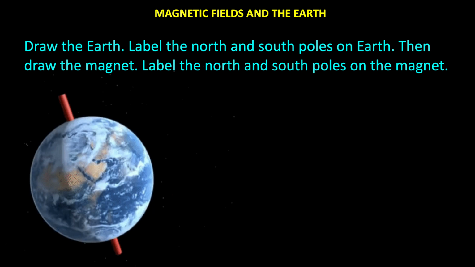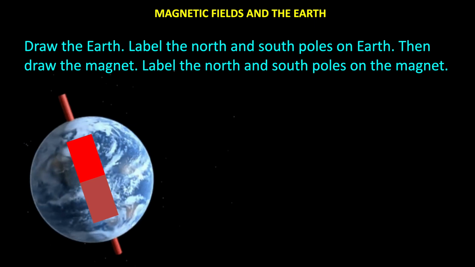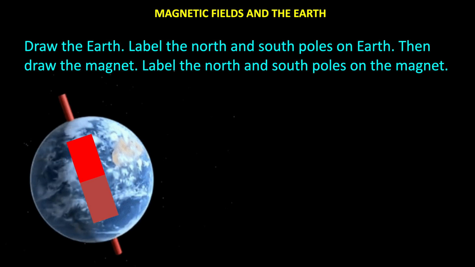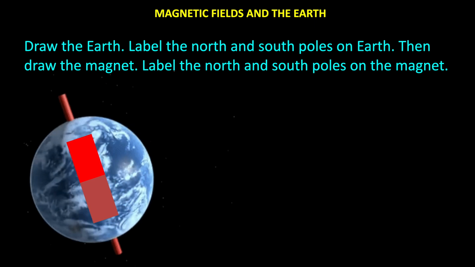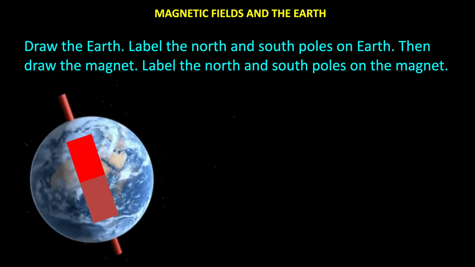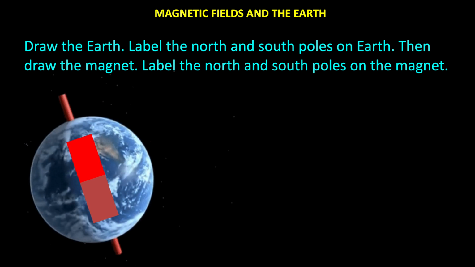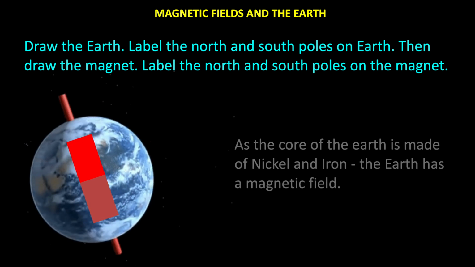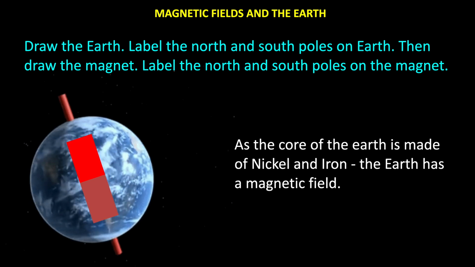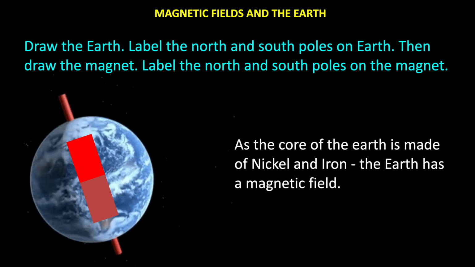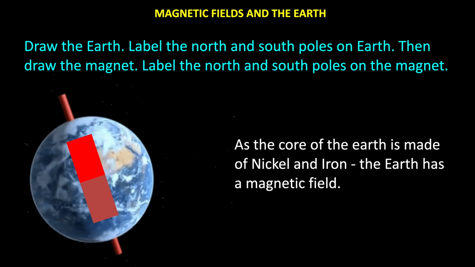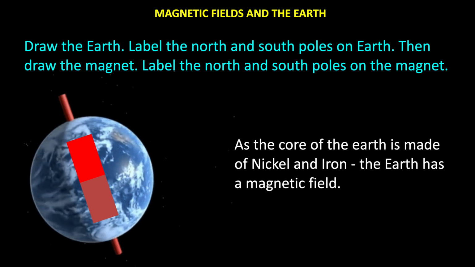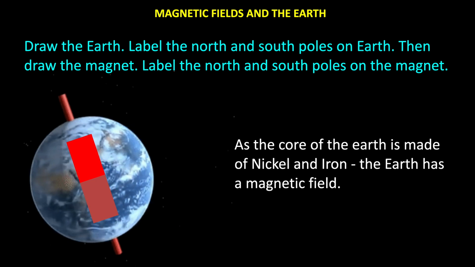magnetic field lines are certainly present around the Earth. You can certainly see this if you use a compass. But why do you think the Earth actually has a magnetic field? Think back to the magnetic materials we spoke about earlier. It's actually because the core of the Earth is made of nickel and iron, magnetic materials. And as a result, the movement of the nickel and iron in the Earth's core causes the Earth to have a magnetic field.